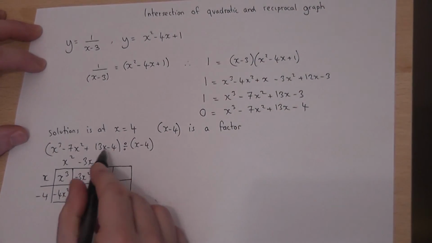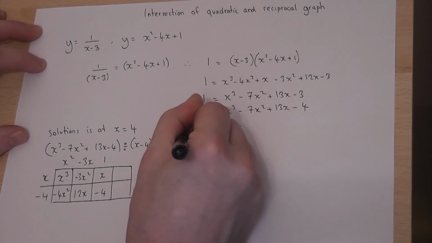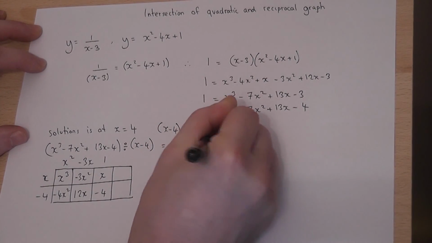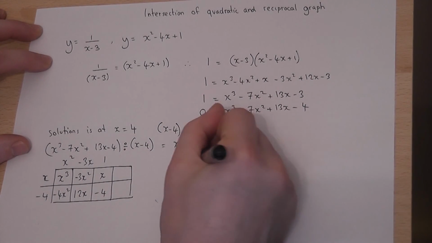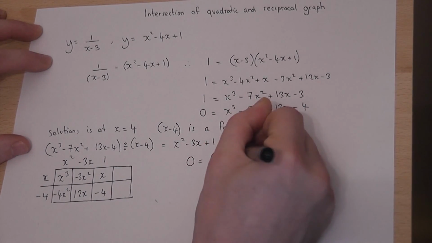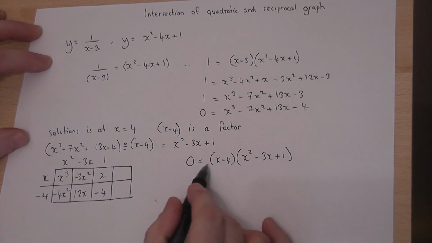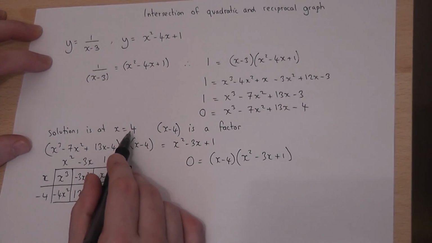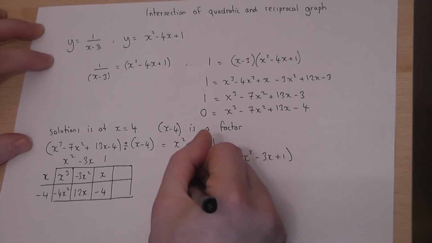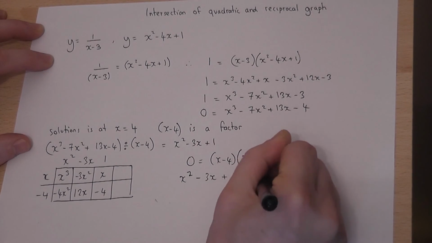So therefore, if I divide through by x minus 4, I'm left with the top line, which is x squared minus 3x plus 1. So therefore, this whole thing here factorizes to x minus 4 bracket x squared minus 3x plus 1. That's my known factor, which gives my known root. To find the other two solutions, I must somehow try and solve x squared minus 3x plus 1 equals 0.